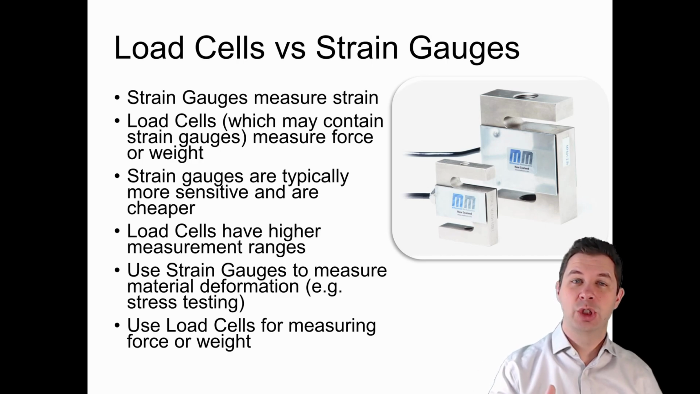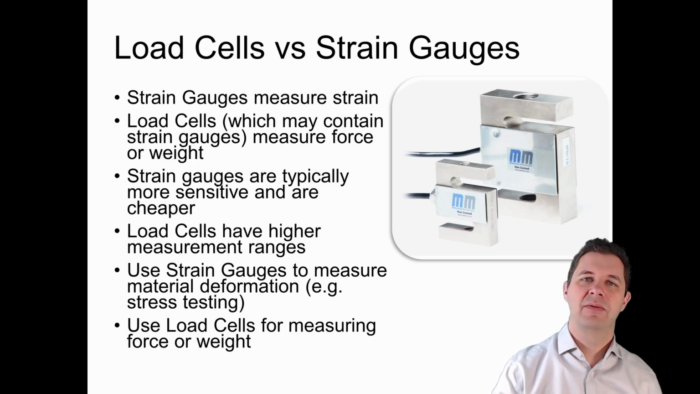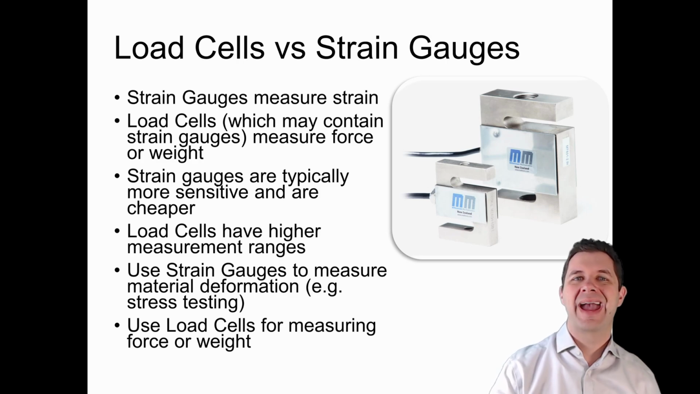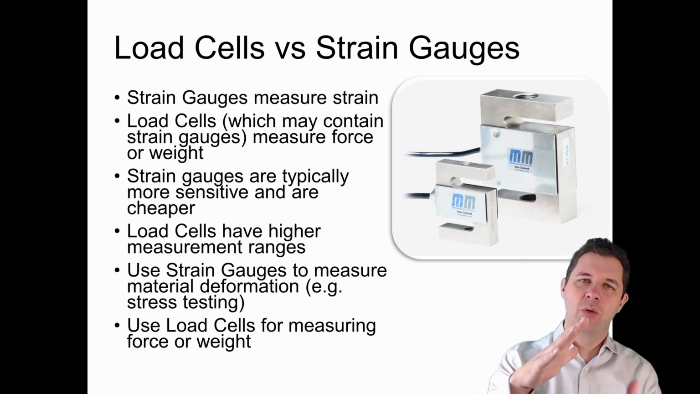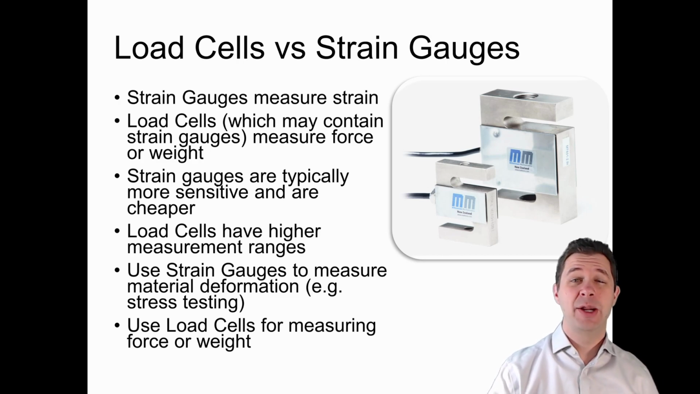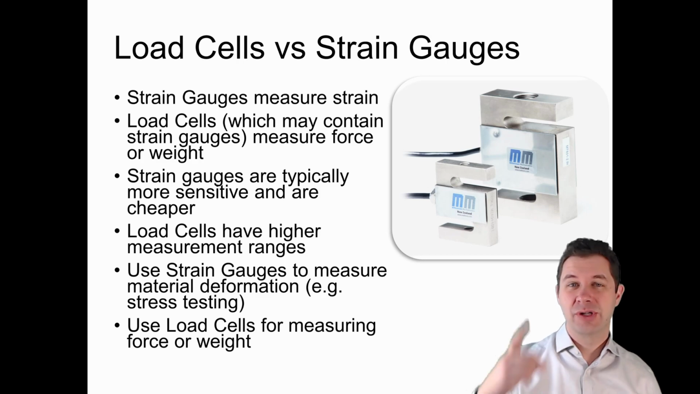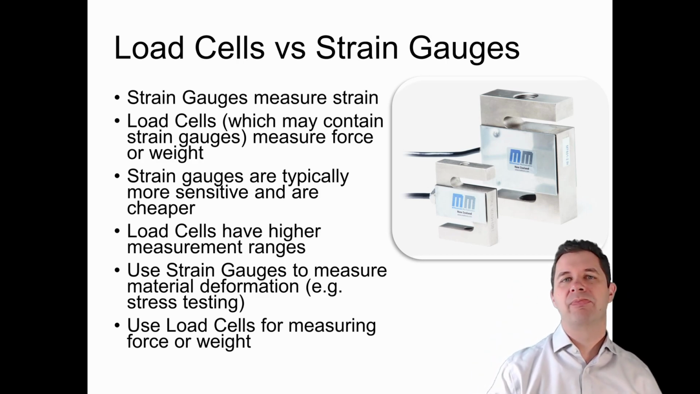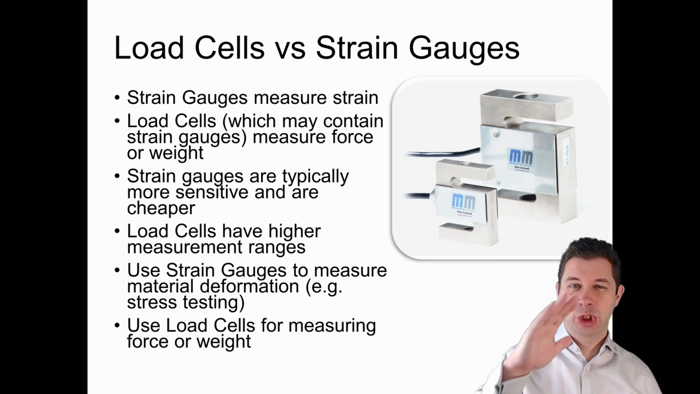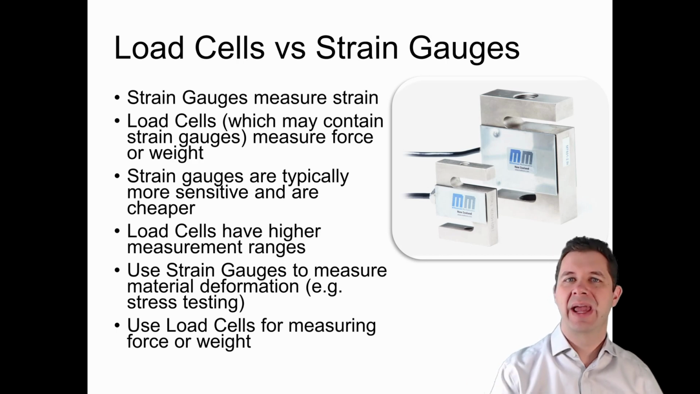Now, strain gauges are typically cheaper, have smaller ranges that they can operate over, but are more sensitive. Whereas our load cells, because we've essentially attached a strain gauge to a block of metal and then we're applying forces to these blocks of metal, are more expensive, but they also have higher measurement ranges they can operate over, for example hundreds of kilograms for some that look like this. So it really depends on what we're trying to measure. If we're trying to measure material deformation or the strain that's actually on the material, we want to use our strain gauge. If we want to measure force or weight of something, we want to use our load cell.